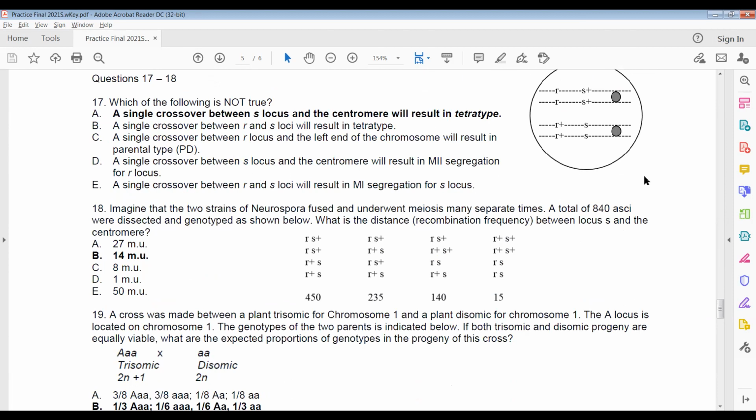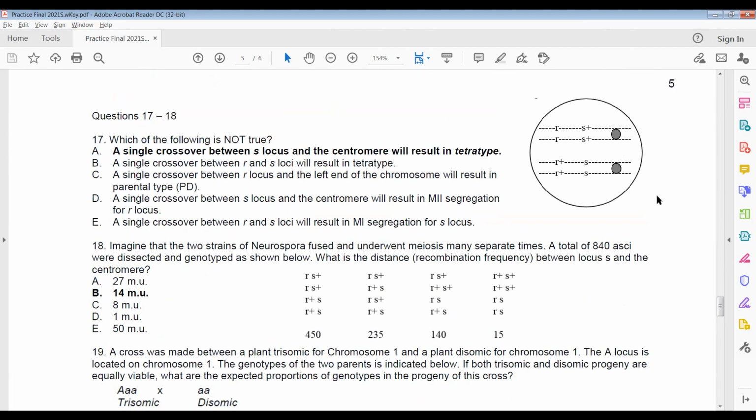Okay, this one is very similar to the problem that I gave you in one of our quizzes. So if you review our quizzes, you're gonna see some questions like this. All right, so which one is not true of the following statements? Let's look at the first one. Yeah, that one is definitely not true.